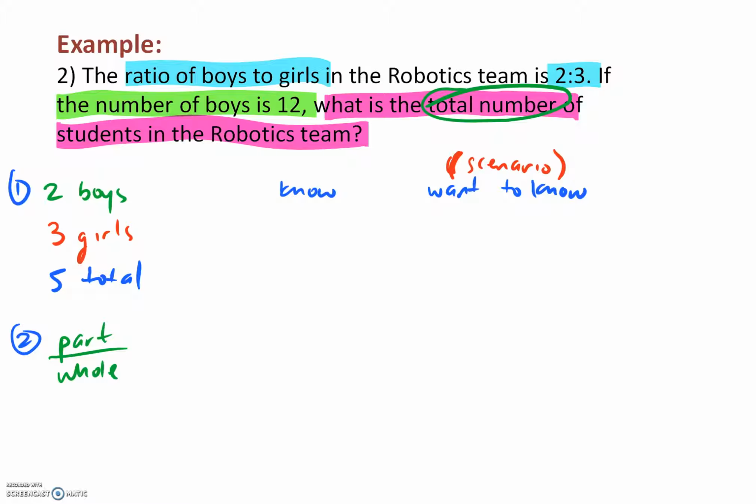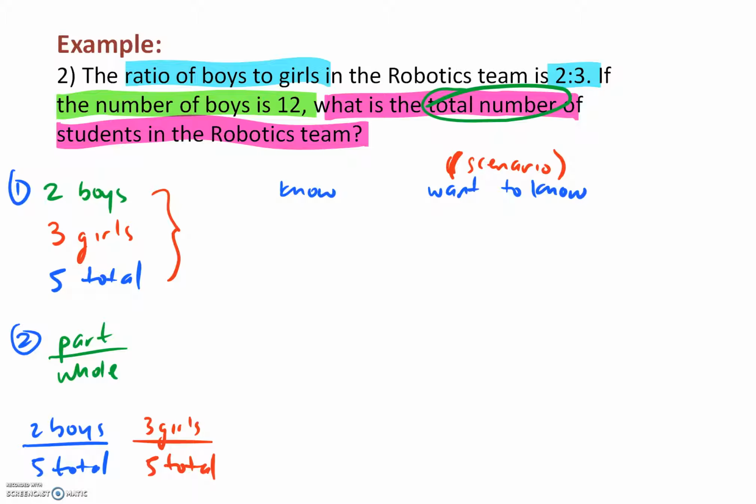So first of all, for the what we know part, we have to create some ratio from the given information that we know. Now, seeing that it's already a part-to-whole question, right? We decided on that before. We could create 2 different part-to-whole ratios from our given information. We could either have 2 boys to 5 total, or we could have 3 girls to 5 total.